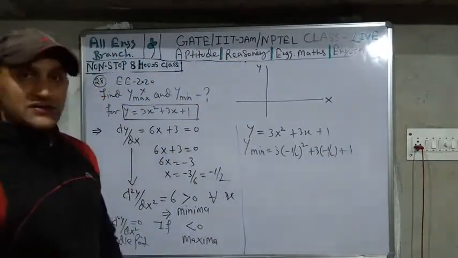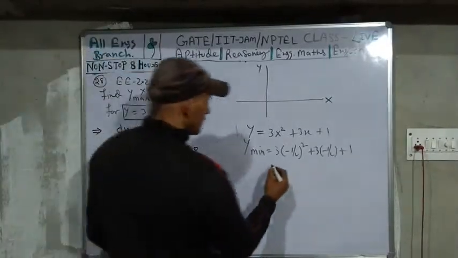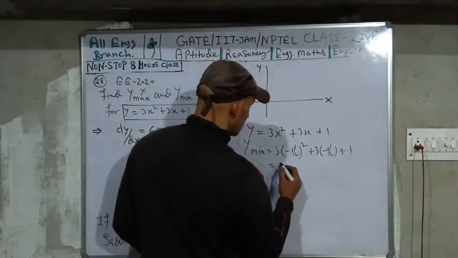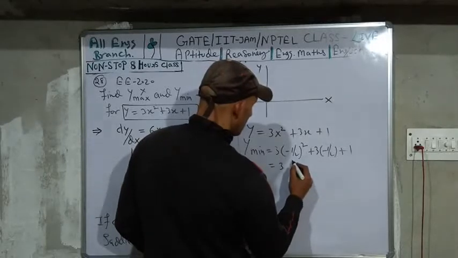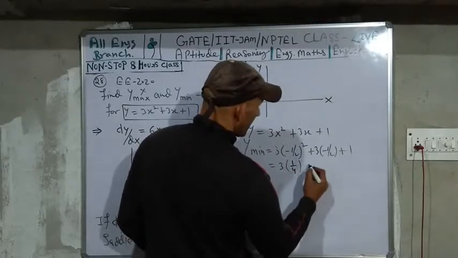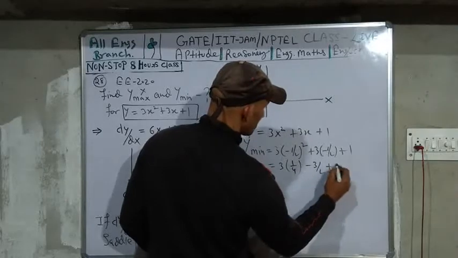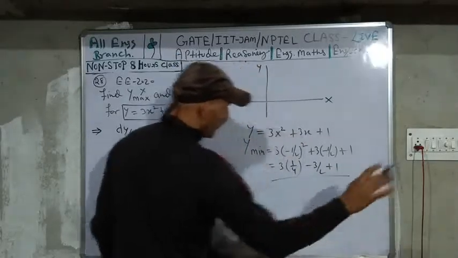Sometimes the examiner asks a different question, so I will solve it. So this is 3 into 1 upon 4, and minus 3 upon 2, plus 1. Now you can solve it, no problem.